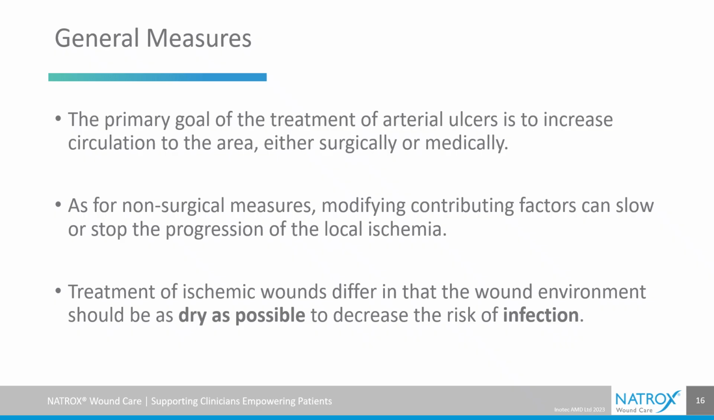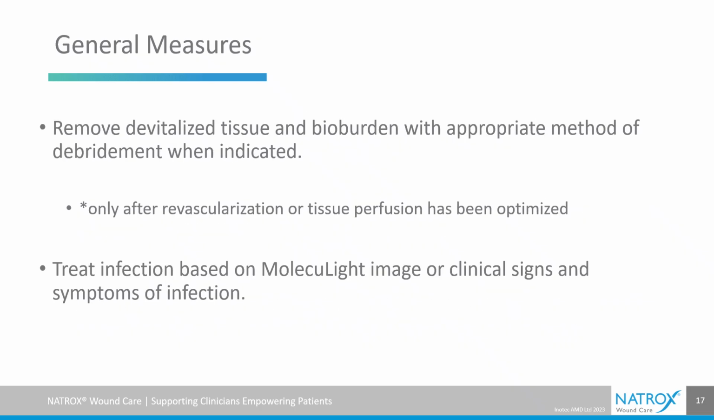Treatment of ischemic wounds differ in that the wound environment should be as dry as possible. This will help to decrease the risk of infection. Remove devitalized tissue and bioburden with appropriate methods of debridement only after revascularization or tissue perfusion has been optimized. Treat infection based on the molecular image or clinical signs and symptoms of infection.